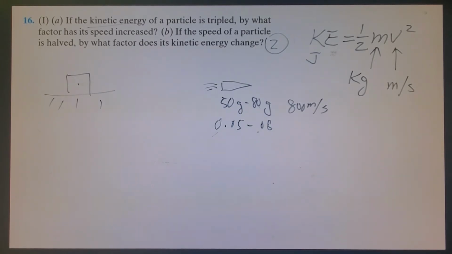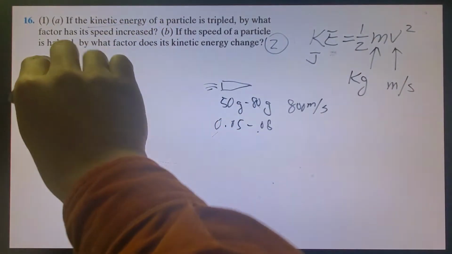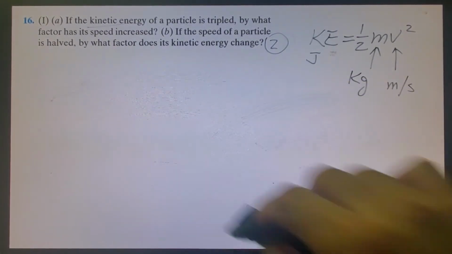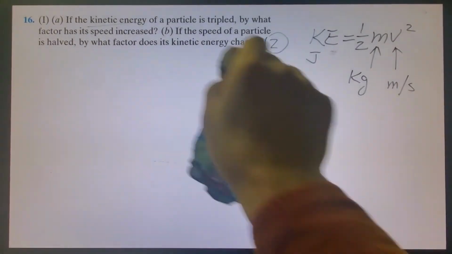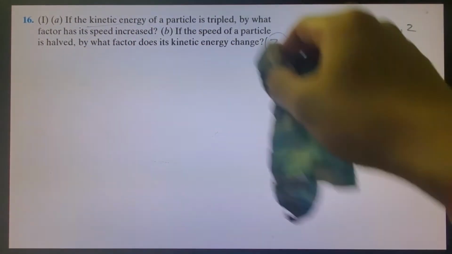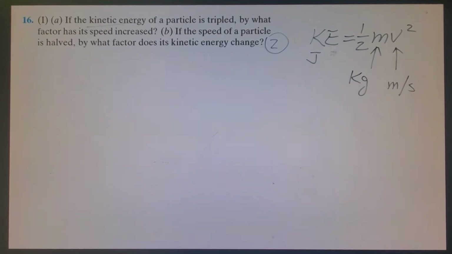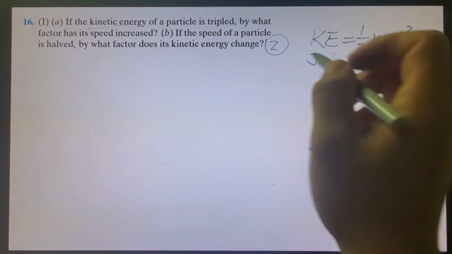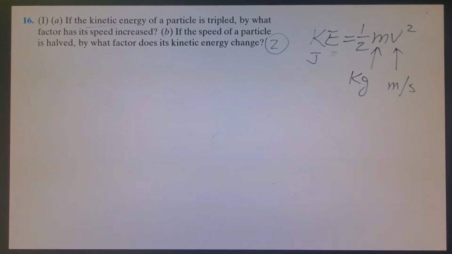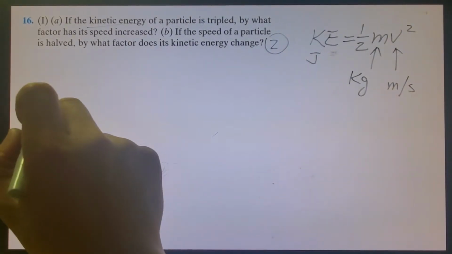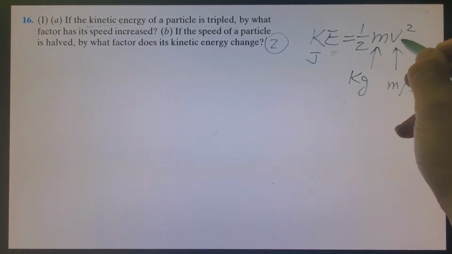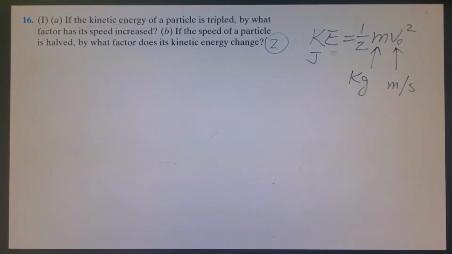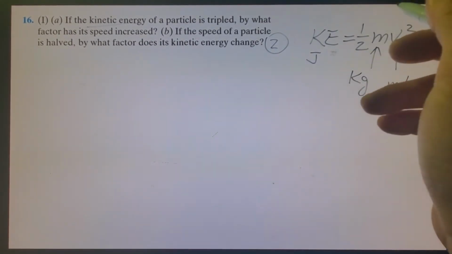However, this is not what the problem asked. The problem asks, if the kinetic energy of a particle is tripled, by what factor has its speed increased? If the kinetic energy is tripled, that means it has higher energy, so the velocity must be faster than the original velocity. I'm going to call the original velocity V with an O, and we are looking for the new velocity, so it will be Vn.